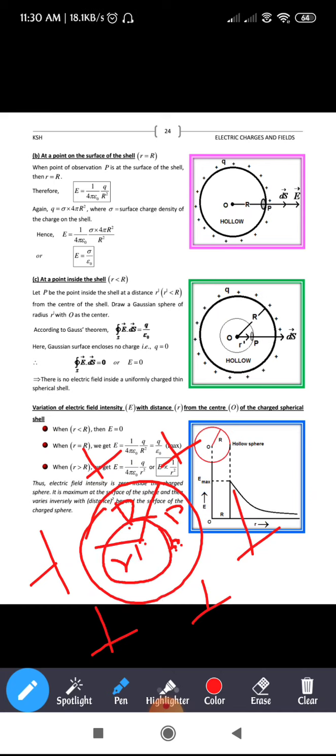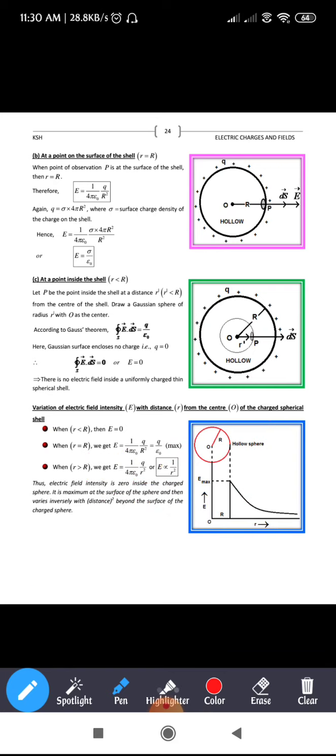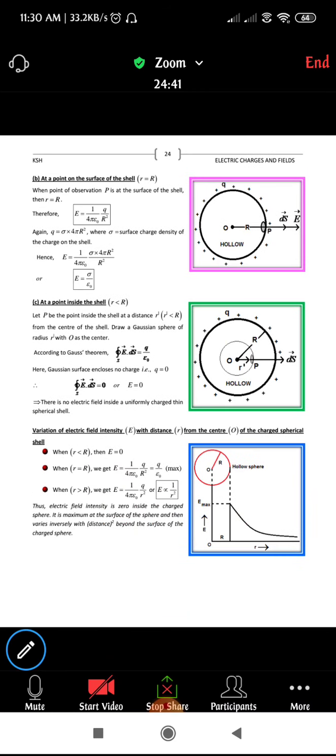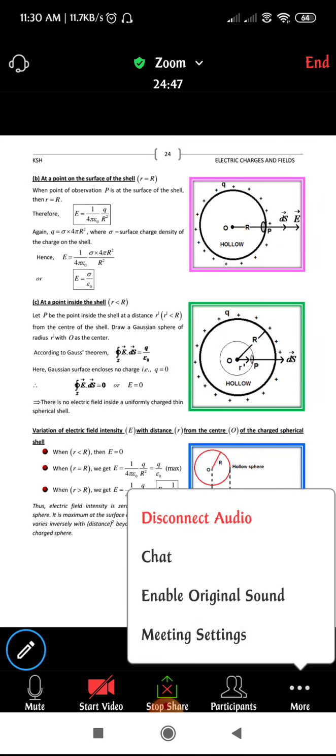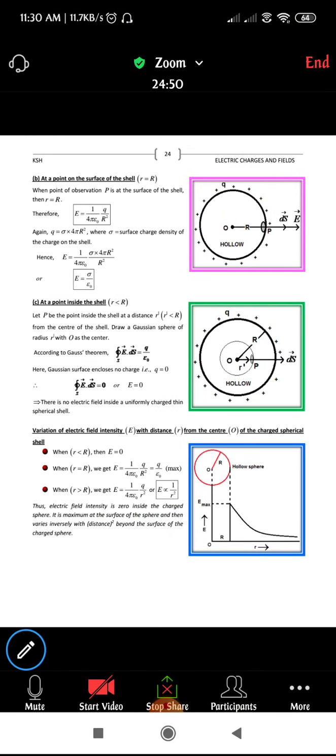Now, in order to calculate the electric field at point P, we are going to take a small area element, whose direction will be towards the right side, normal to the surface, that is vector ds. Next, can you tell me what will be the direction of the electric field? Towards the right, upward, left, or down?